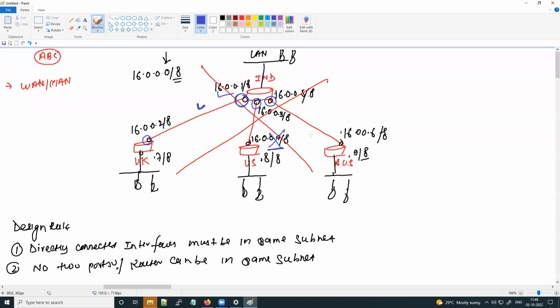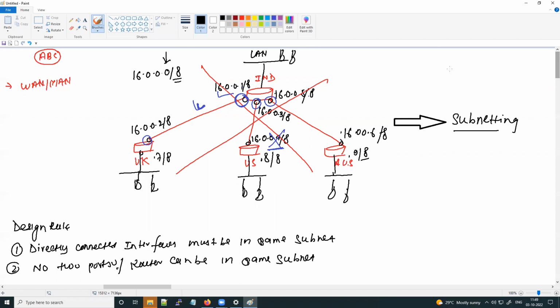So from the design rule, the first is matching, but the second is not matching. That means this design is not possible. Then what is the solution? The solution is subnetting. Then we need to understand subnetting.